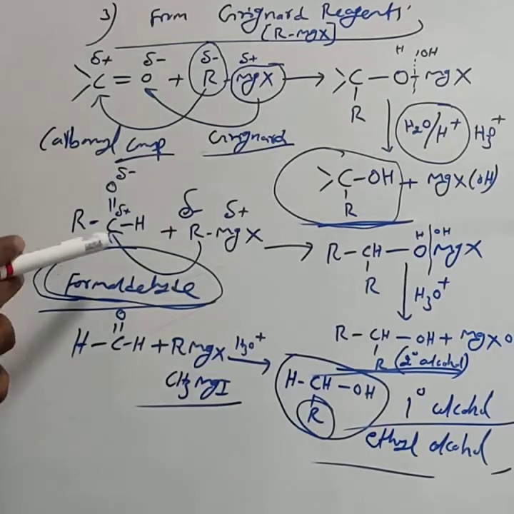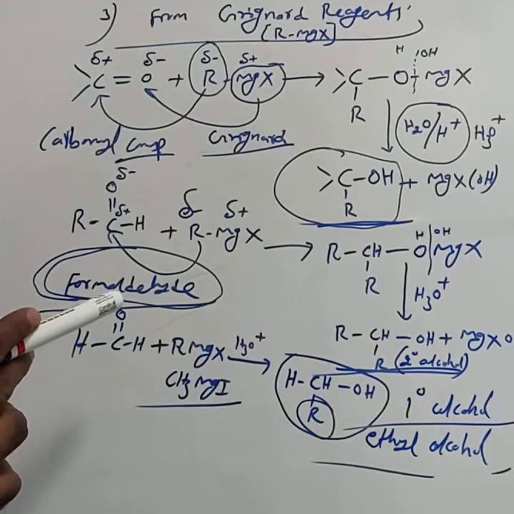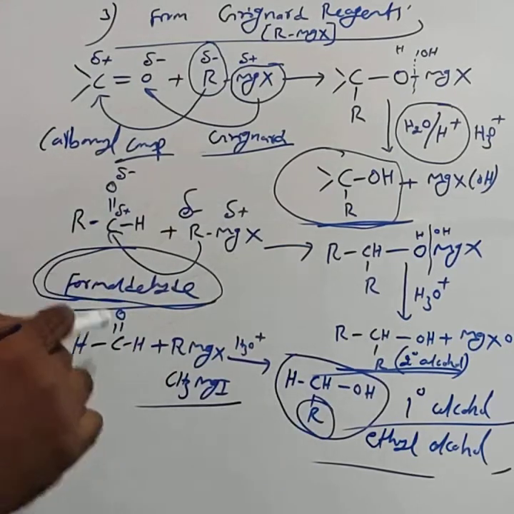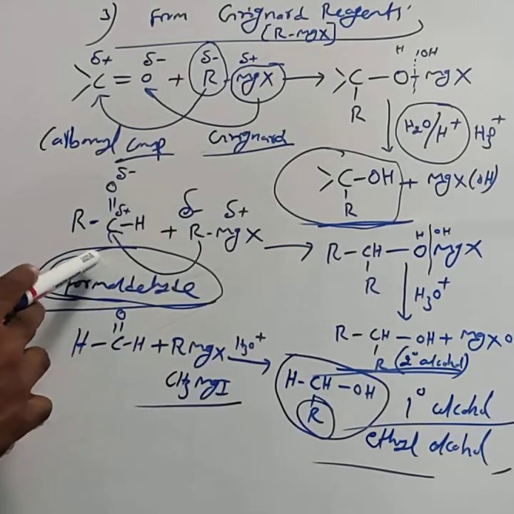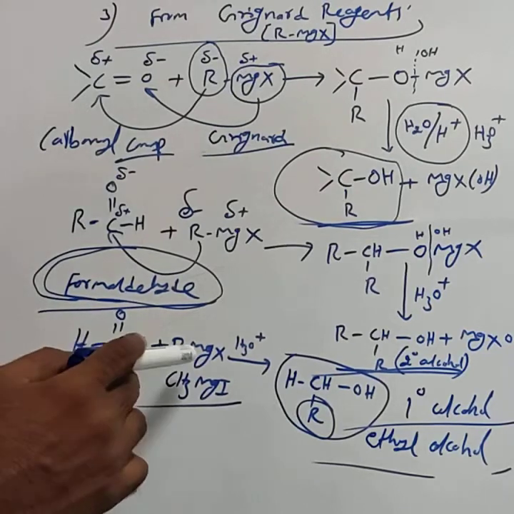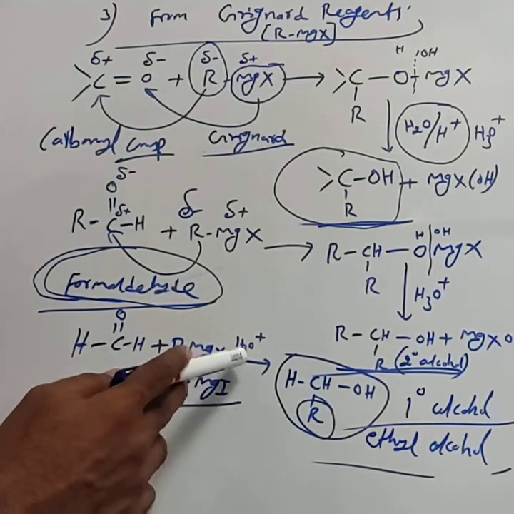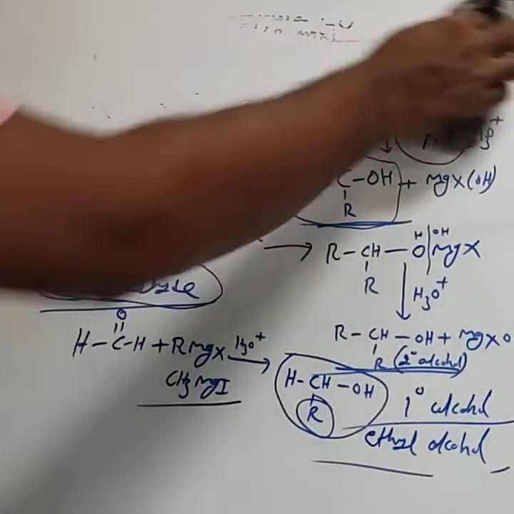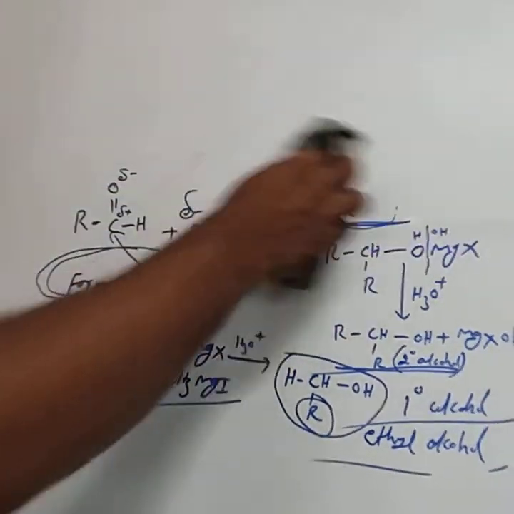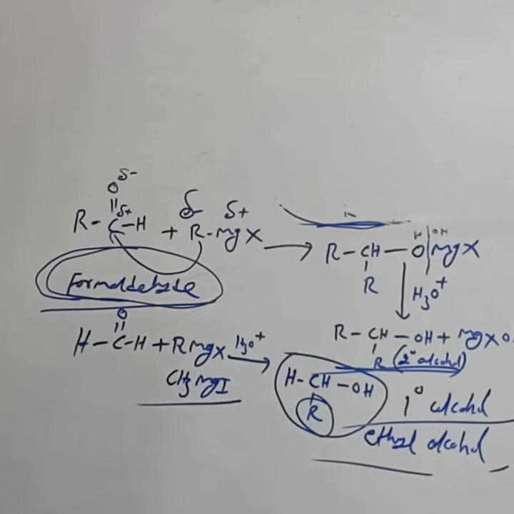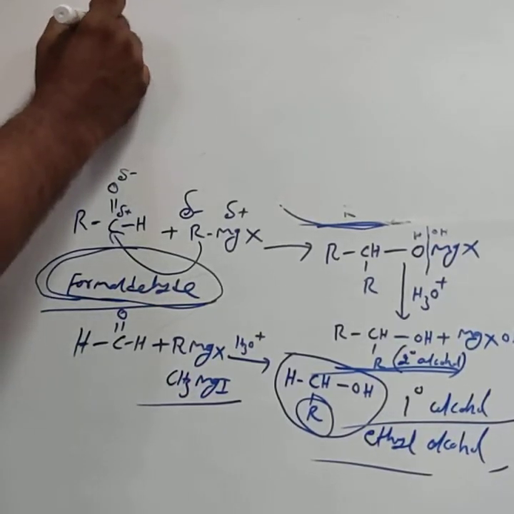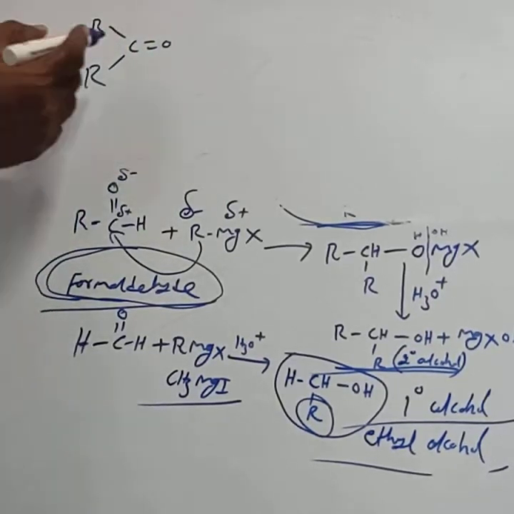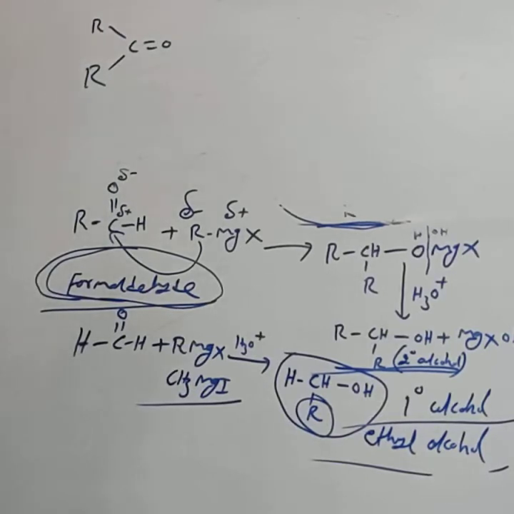You remember, aldehydes react with Grignard reagent followed by acid hydrolysis to form secondary alcohols. Among the aldehydes, if you use formaldehyde, a primary alcohol is formed. Then, instead of aldehyde, if you take a ketone, the formula is RCOR, correct? For our convenience, we are considering the ketone structure like this.